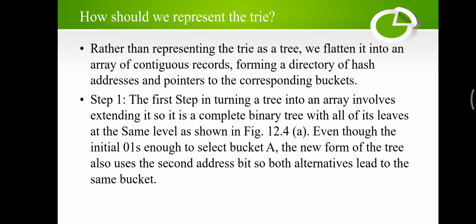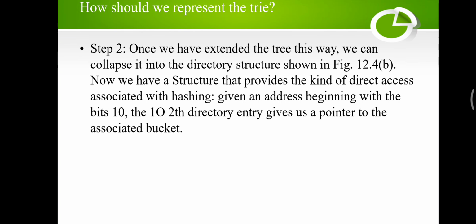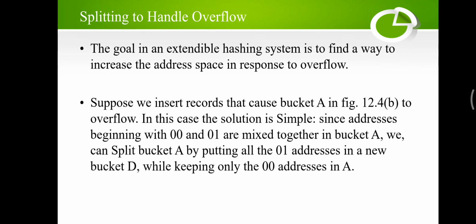Even though the initial ones and zeros are enough to select a bucket, the new form of the tree also uses the second address bit, so both alternatives lead to the same bucket. In step 2, once we have extended the tree this way, we can collapse it into the directory structure shown. Now we have a structure that provides a kind of direct access associated with hashing. Given an address beginning with the bits 10, the directory entries give the associated bucket.